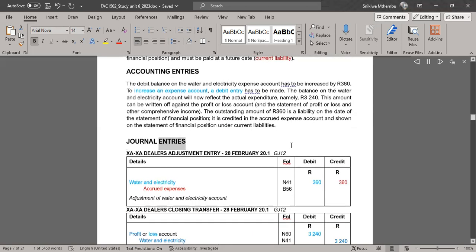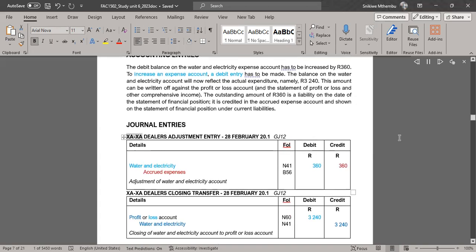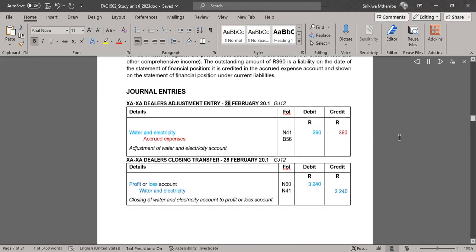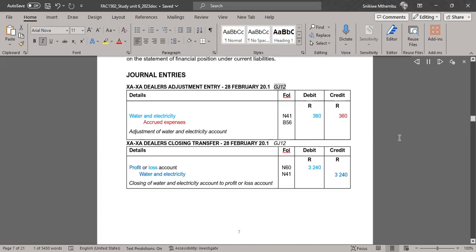Journal entries. XAXA Dealers Adjustment Entry, 28 February 20.1, GJ12.